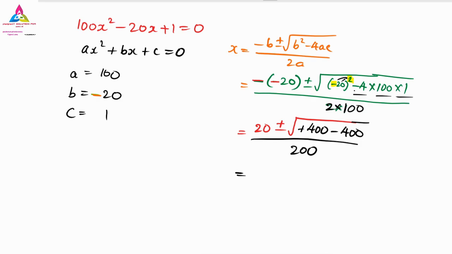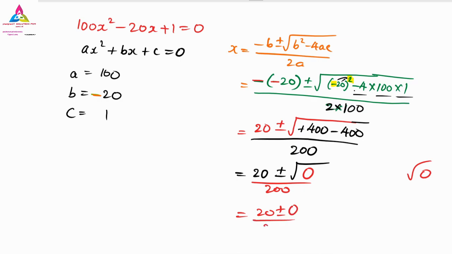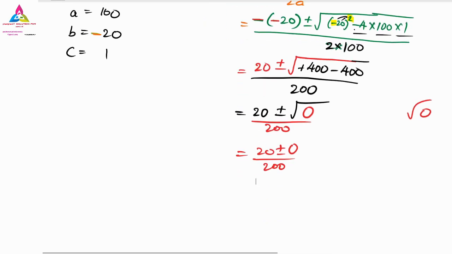That is equal to 20 as it is plus or minus as it is square root of 400 minus 400. So I am doing it within 13 seconds. 400 minus 400 is 0, divided by 200. So lastly, 20 plus or minus root of 0. What is the root of 0? Root 0 is 0 only, divided by 200. Yes, next one.